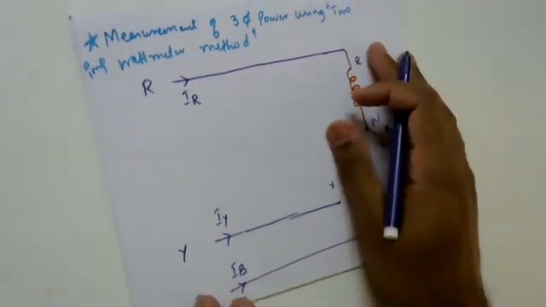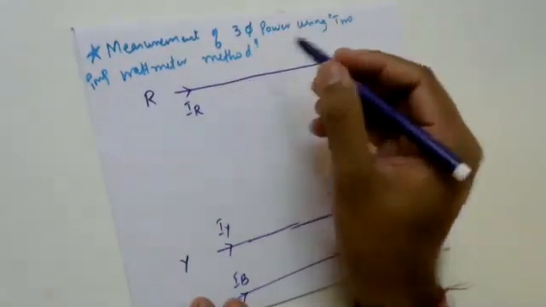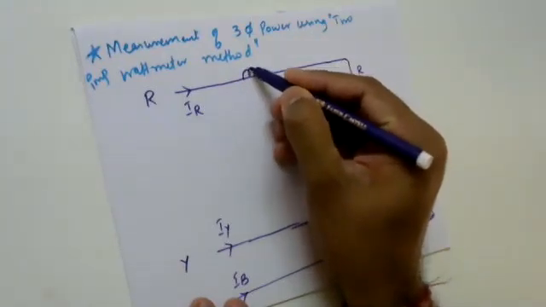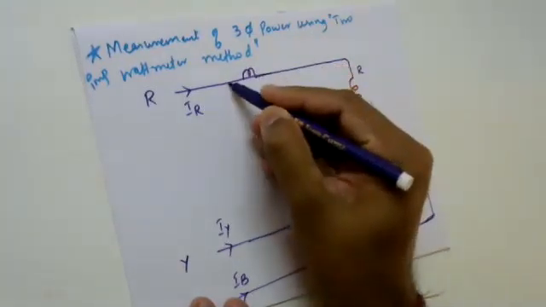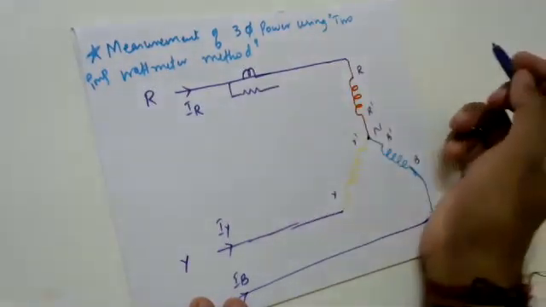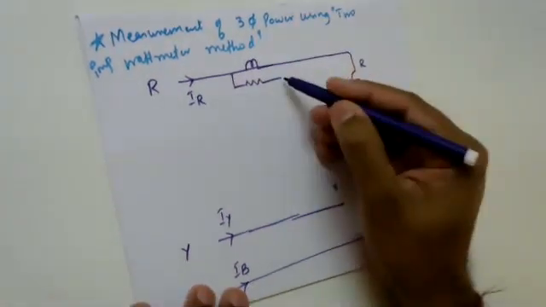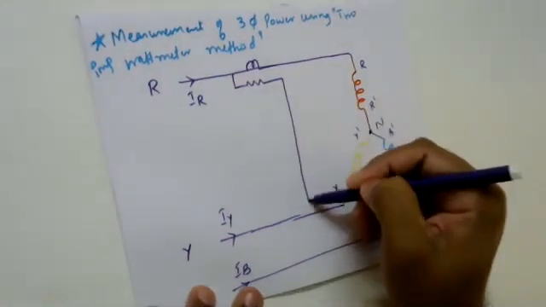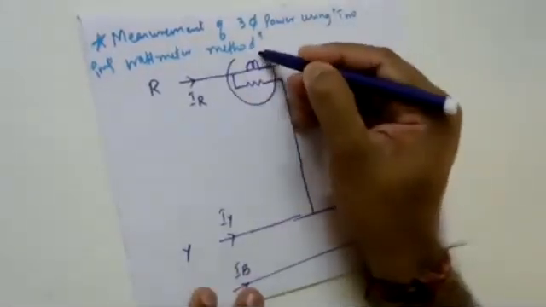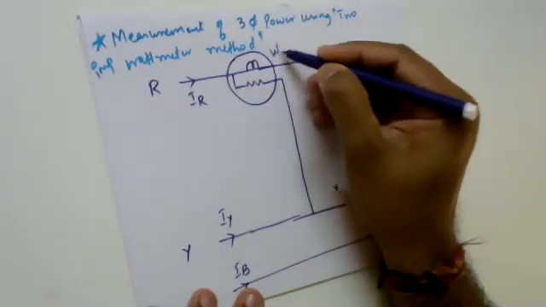So that current coil, we are going to connect it in series with the phase. So let me say that I'll be having the current coil in series, and the potential coil, I'm going to connect it between the two phases. So it is between R phase and the Y phase. So this is my 1 wattmeter. I can call this as my W1.